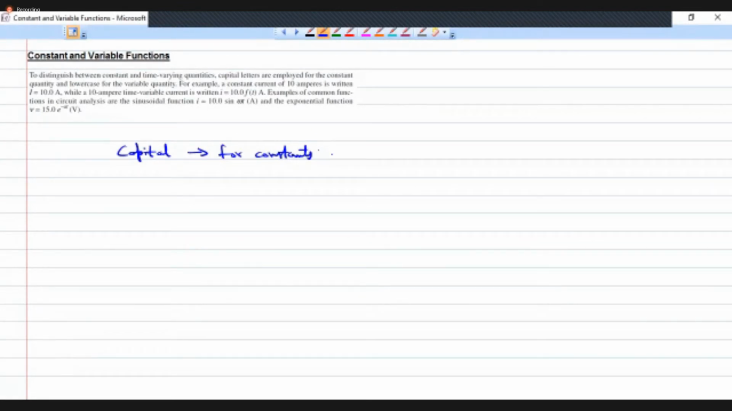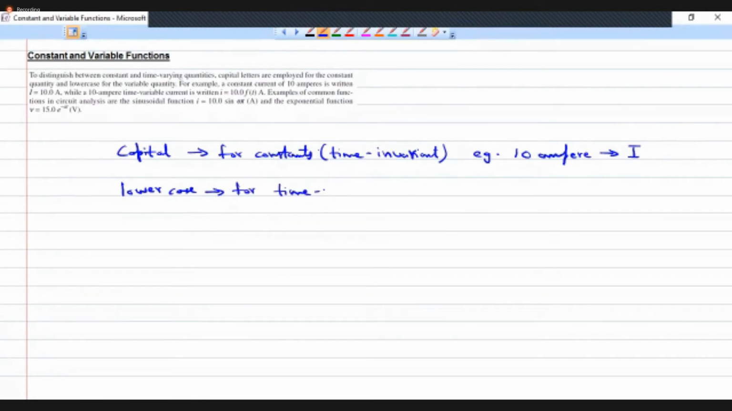Constants means time invariant. For example, if you are telling that a constant current of 10 ampere is flowing, then we represent this current using the symbol capital I. Then we use the lowercase or small letter for time varying quantities, or we can say that they are the instantaneous quantities.